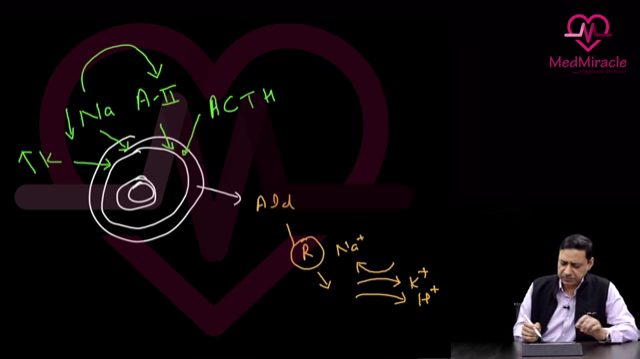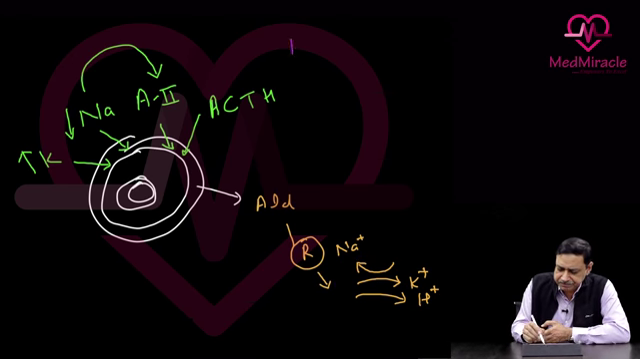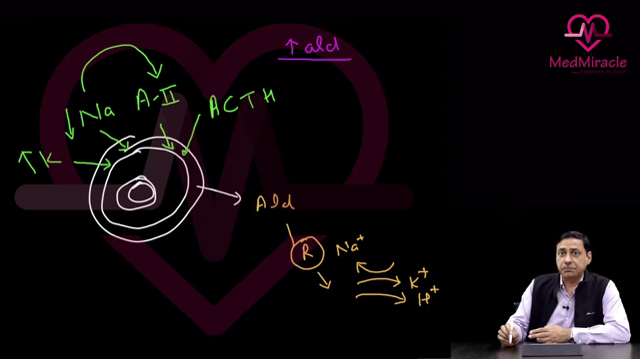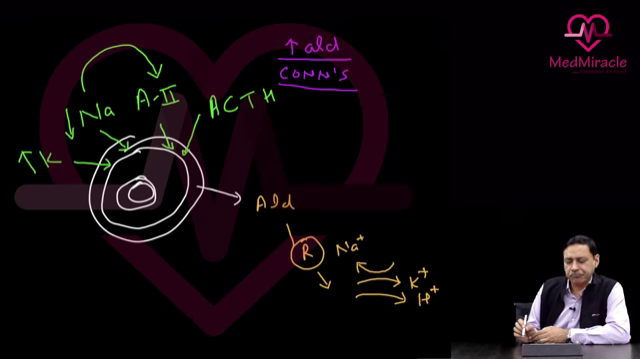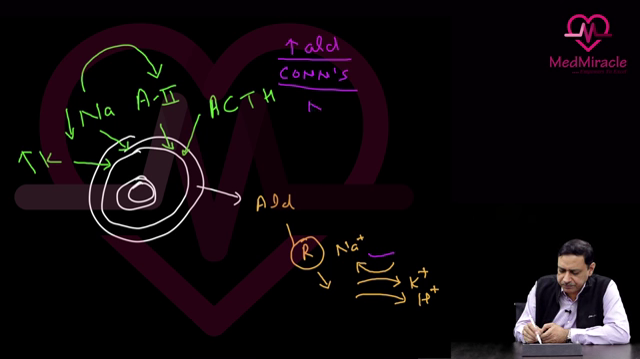Done. If plasma aldosterone level is high, more aldosterone, hyperaldosteronism, Conn's syndrome, what will happen? Okay, more sodium reabsorption, so more sodium, hypertension. More sodium means BP more, hypertension.